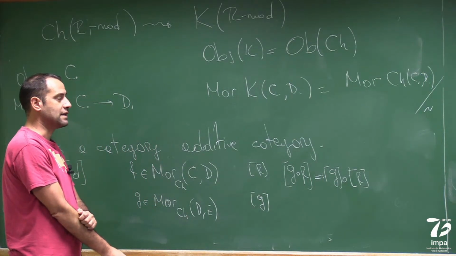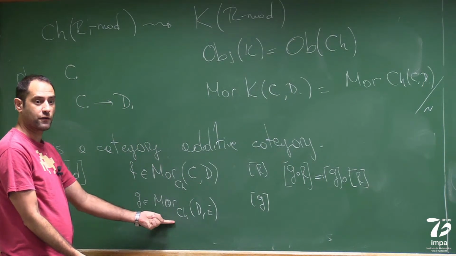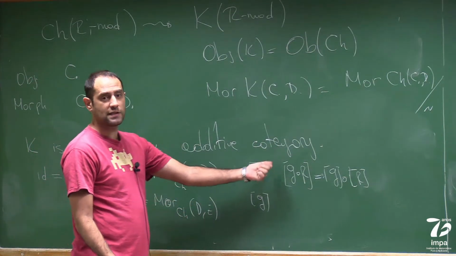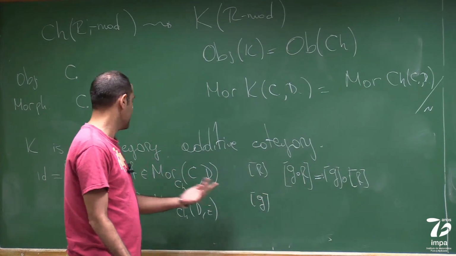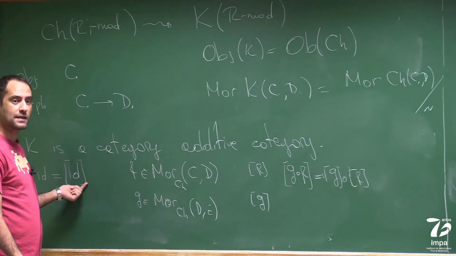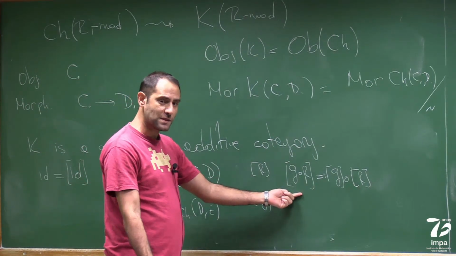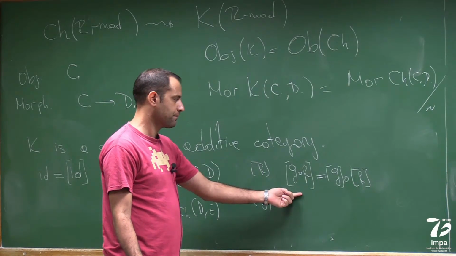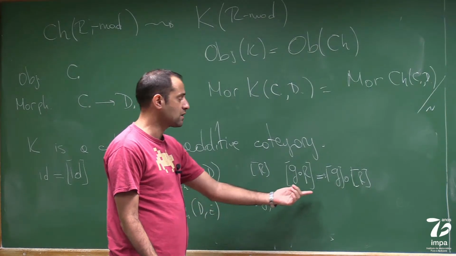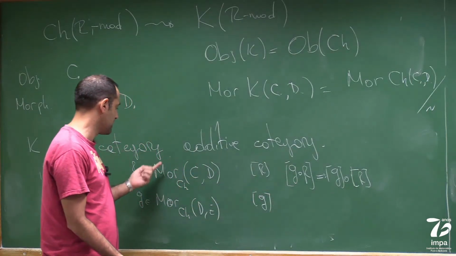So I need to define how composition works for morphisms, and I need to check that this is associative, that this is well defined, that the identity behaves as the identity, and so forth. So the fact that this is associative is on the note. Suppose that it's well defined, which is the hard part. The fact that this has to be associative is going to come from associativity on the category C.